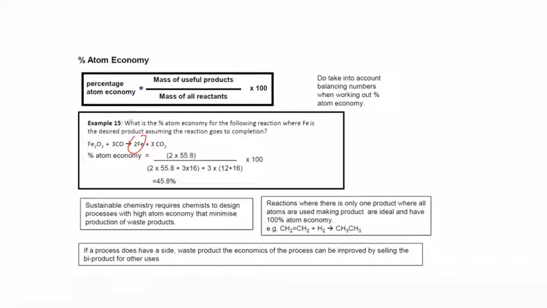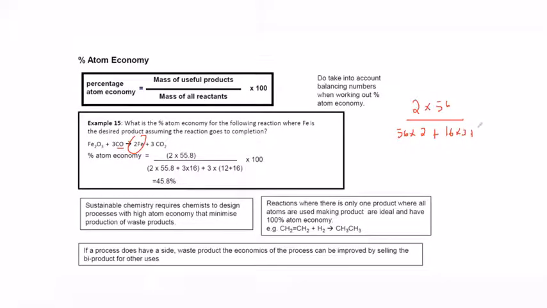So what is the mass of a desired product? Iron is the desired product. We want iron. So it will be 2 multiplied by 56, divided by the total mass of reactant or total mass of product. So I can find the total mass of reactant or I can find the total mass of product. So the total mass of reactant will be 56 multiplied by 2 plus oxygen is 16 multiplied by 3 plus carbon monoxide.